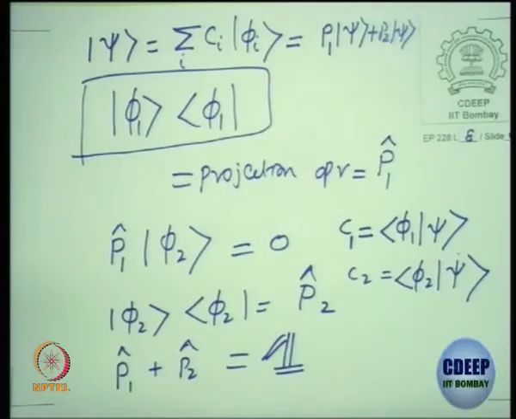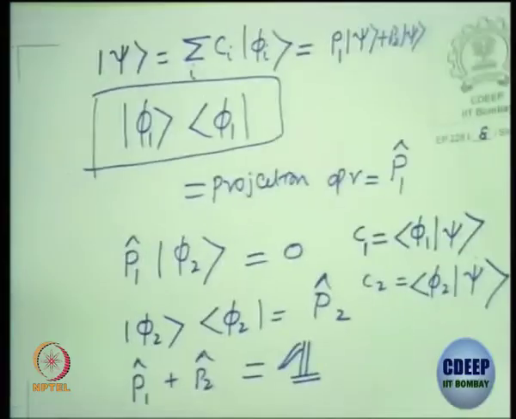What is the property of a projection operator? Let me ask you this. What is the property of a projection operator? If you do it twice, it will be the same. Any number of times you do, it is going to be the same. Can we verify that here?